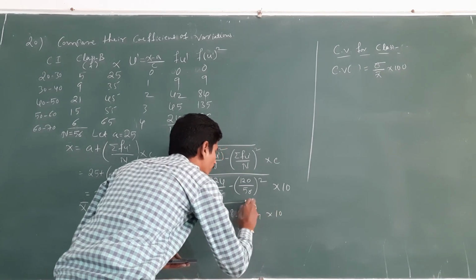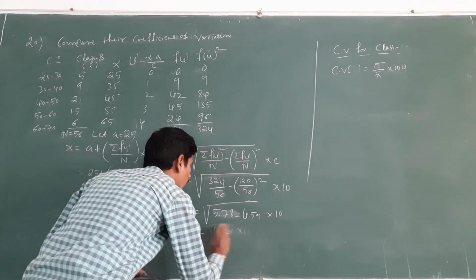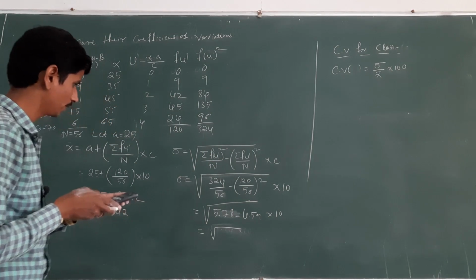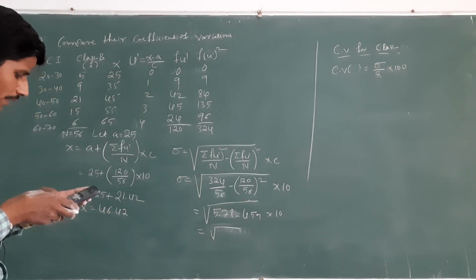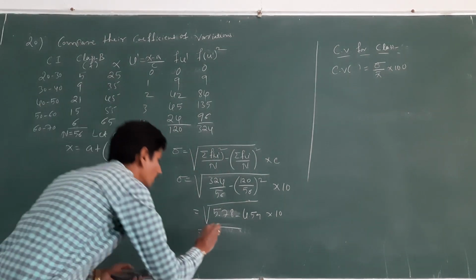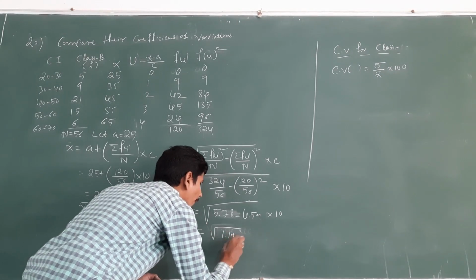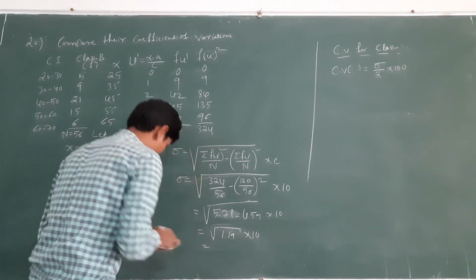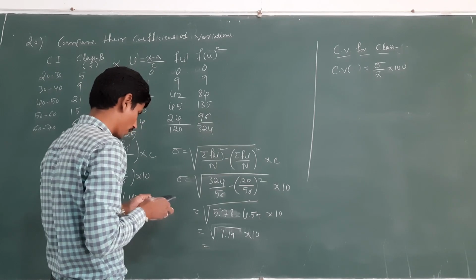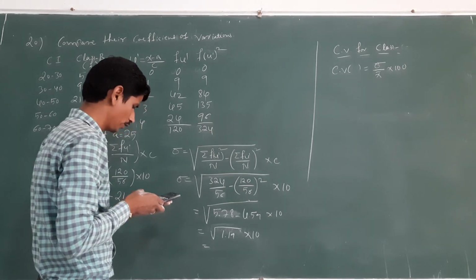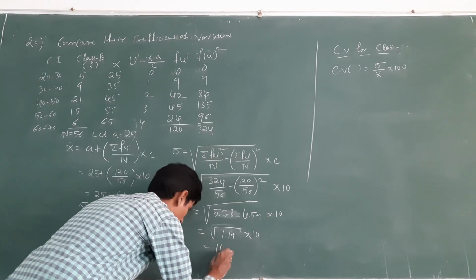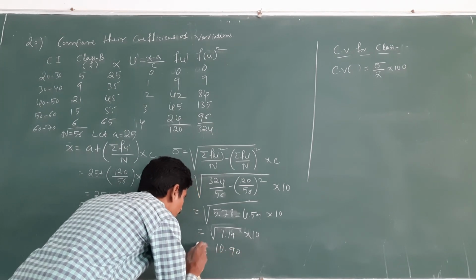into 10. Here, under root of 5.78 minus 4.59 is 1.19, into 10. Under root of this is 1.109 into 10, then we get 10.90. That 10.90 is the sigma value.